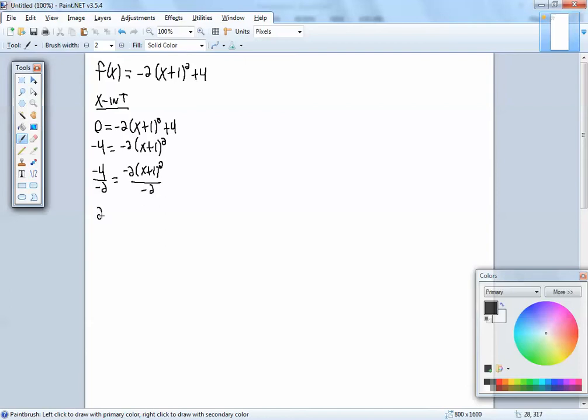-4 divided by -2 is 2. And that gives us x plus 1 squared. Now, the square root property. If you got something squared equal to something else, you drop your squared and you put a plus or minus square root on the other side. Then take the 1 over, it becomes a -1, so you got -1 plus or minus square root of 2 is equal to x. And those are x-intercepts.